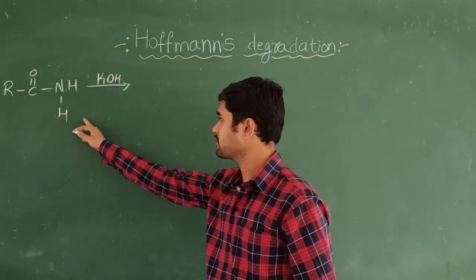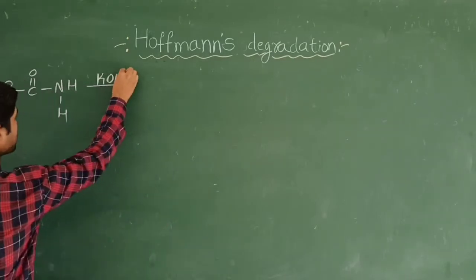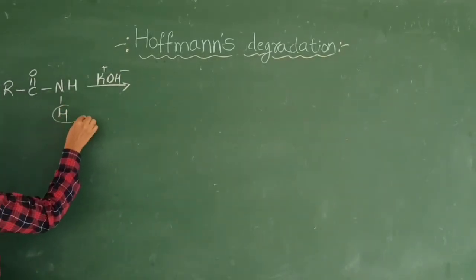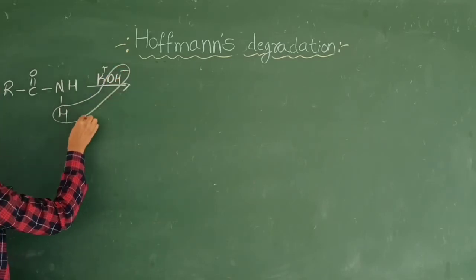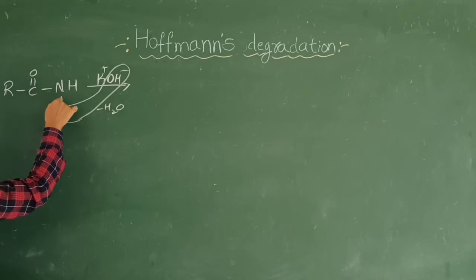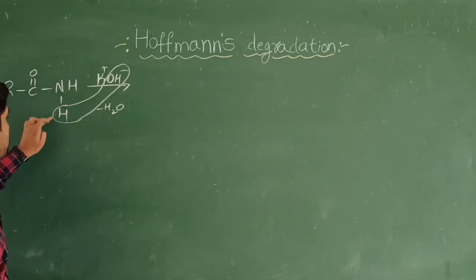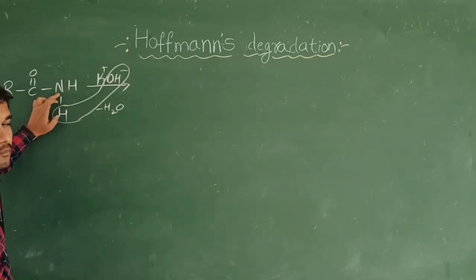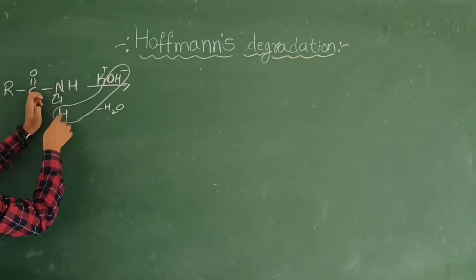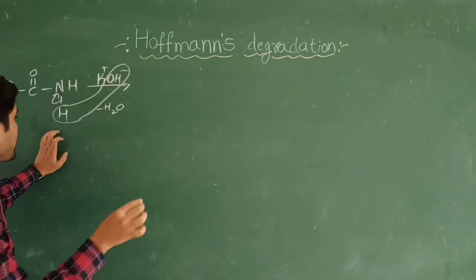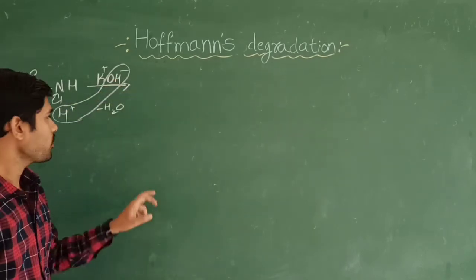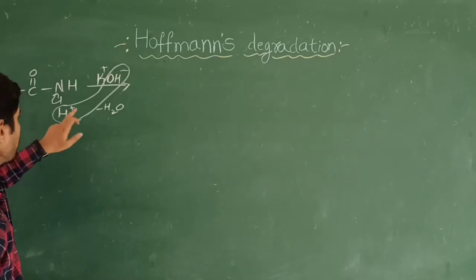From this substrate, what happens? This is OH minus and this is plus, so I am going to eliminate a water molecule. Because of the electronegativity difference between nitrogen and hydrogen, nitrogen being more electronegative pulls the bond pair towards itself, and the hydrogen is eliminated as H plus. This H plus and OH minus combine as a water molecule. The remaining part I am going to write as it is.